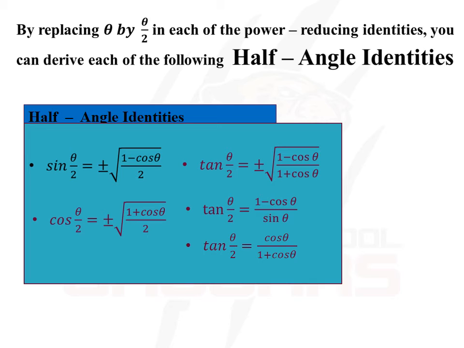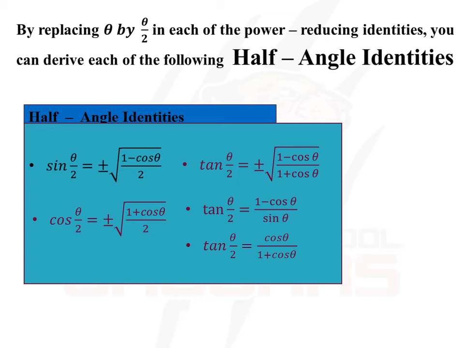Tangent half of an angle equals plus or minus the square root of (1 minus cosine of theta) over (1 plus cosine of theta). Another one that can be used: tangent half of an angle equals (1 minus cosine of theta) over sine of theta. And the last of these identities: tangent of theta divided by 2 equals sine of theta over (1 plus cosine of theta). And these are the identities that we can use.